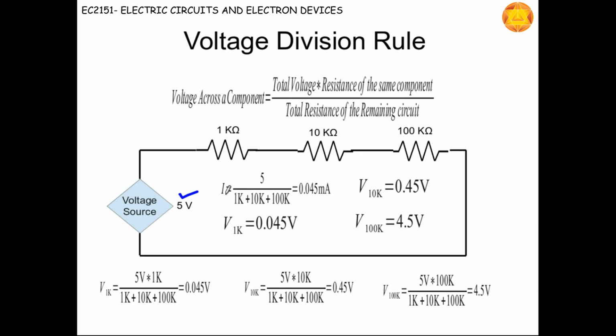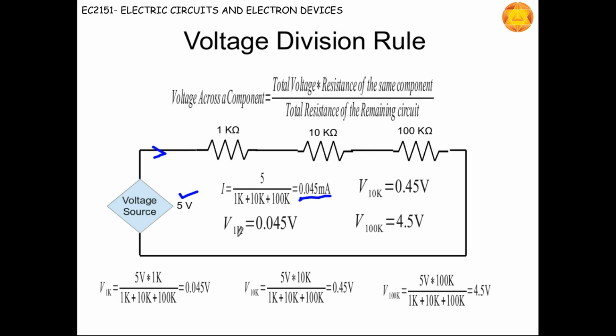We are calculating the value of I is equal to V by R as per Ohm's law. So V is equal to 5, and R is the total resistance. These are connected in series, so to calculate the equivalent resistance, we add these resistance values. So it's 1 kilo ohm plus 10 kilo ohm plus 100 kilo ohm. So we will be getting 0.045 milliamps. This is the current that is flowing through this circuit, 0.045 milliamps.